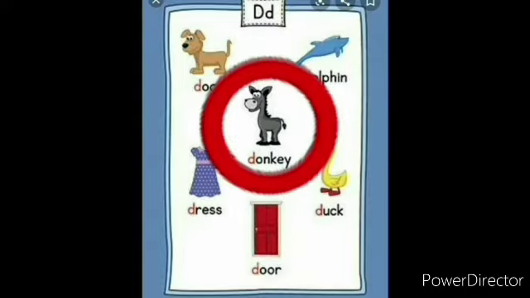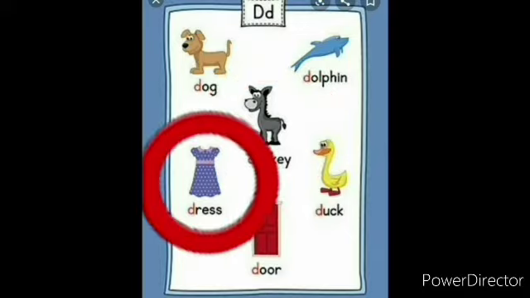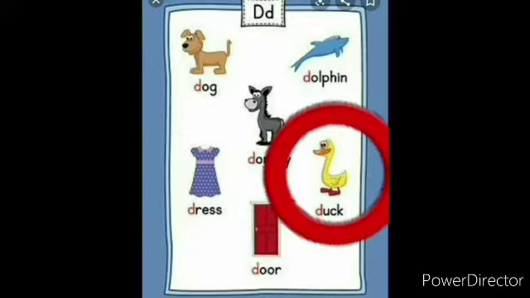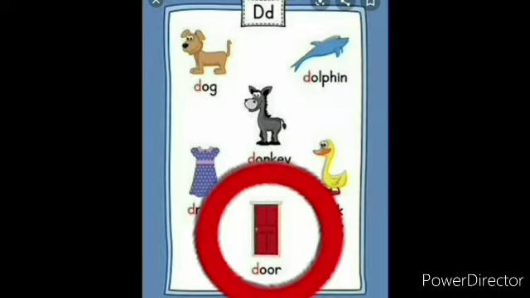D says D as in donkey. D says D as in dress. D says D as in duck. D says D as in door.